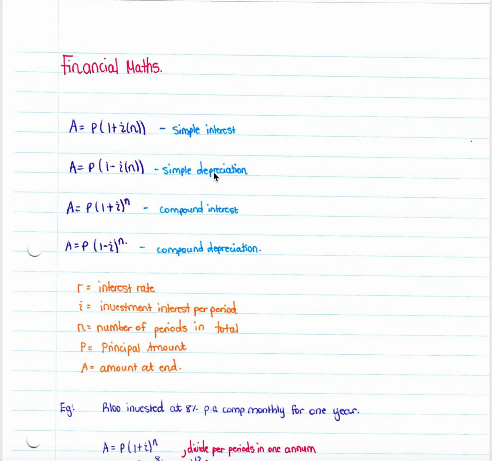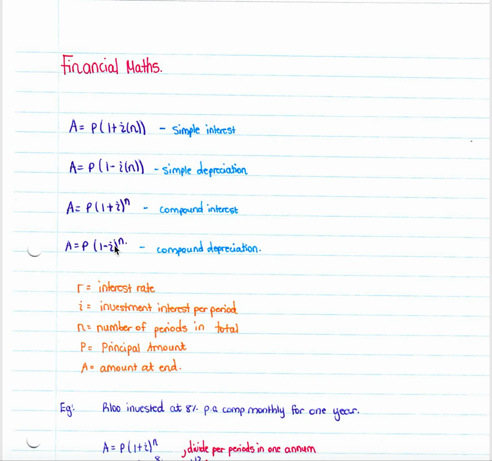Simple depreciation, which is a decrease in the value of money or the value of an asset, is done using this formula. Remember that this is a minus because your value is getting smaller, your value is depreciating. Then compound interest is done using this formula. Remember that your number of periods is an exponent on your brackets and not multiplied by your n, where A and P have the same meaning as above.